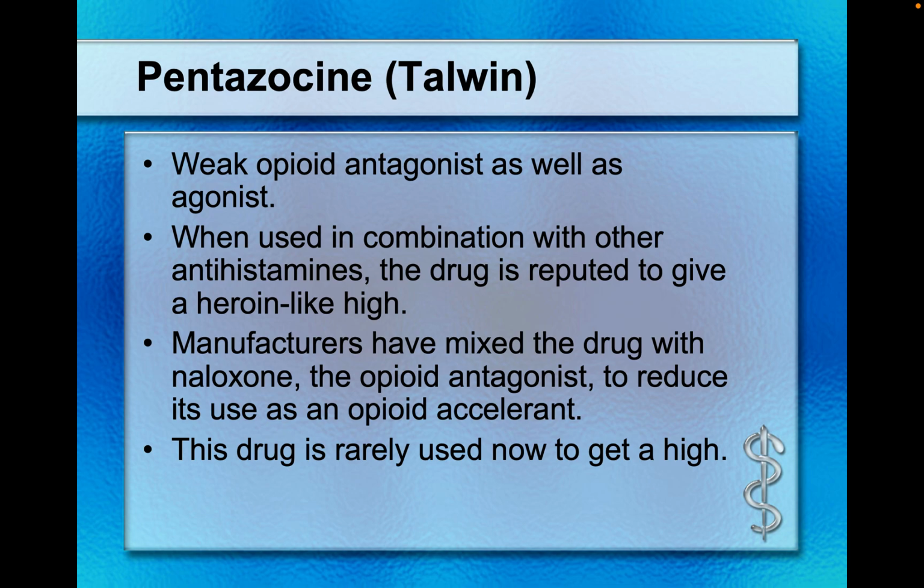Pentazocine, or Talwin, is a weak opioid antagonist as well as an agonist. When used in combination with antihistamines, the drug is reputed to give a heroin-like high. Manufacturers have mixed the drug with naloxone, the opioid antagonist, to reduce its use as an opioid. This drug is rarely used now to get high because it has been mixed with naloxone.